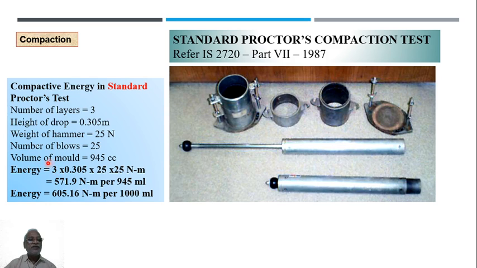So energy will be 3 times 0.305 into 25 into 25. So many newton meters, or 571.9 joules per 945 ml. If you calculate for 1000 ml, it comes out to be 605.16 joules. So you can say 600 joules is the energy used in standard Proctor test per 1000 ml, per liter of soil.